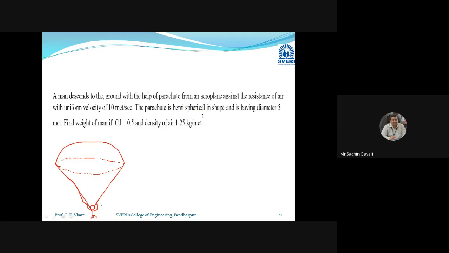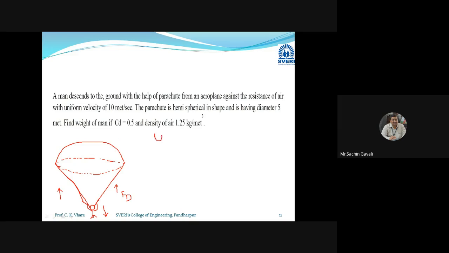So this man is descending with the help of this parachute, from an aeroplane, against the resistance of air. Air is there, and it produces resistance, which is the drag force. Here in this case, this will be acting as a drag force of air. And the air is moving with velocity u.